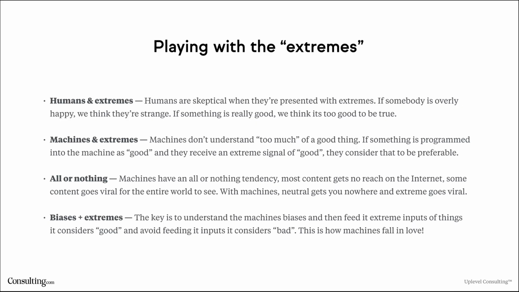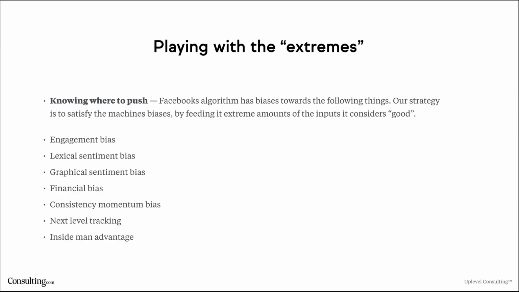So we need to understand what these extremes are and how we can use them. So, knowing where to push. Facebook's algorithm has biases towards the following things. And our strategy is to satisfy the machine's biases by feeding it extreme amounts of the inputs it considers good. And I'll add to that, we try to limit the amount of things that it perceives as bad. And when we get a huge weighting on the good side and not that much on the bad, it's just going to go for it.